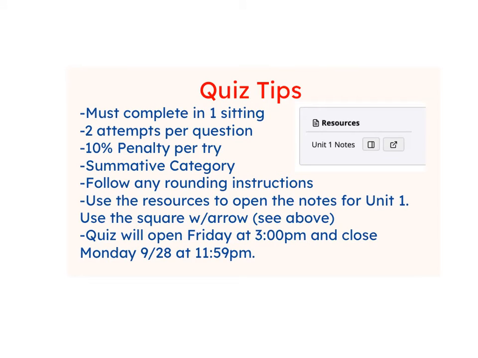Quiz tips for Friday. We'll go over these again in your meetings, but you must complete it in one sitting, okay? They're 60 minutes and they're timed, and when you're ready to start, you'll just type the password in, which is ready. And all that will be explained to you when you open up the quiz. But you have to do it in one sitting. So if you started and work on it for 20 minutes and then have to stop, you're just done. There's no more attempt, okay? So you gotta stay there the whole hour or until you're finished. You get 2 attempts per question with a 10% penalty per try. So if you get it wrong the first time, try again. Remember, this goes in your summative category, which is the 80% of your grade category.